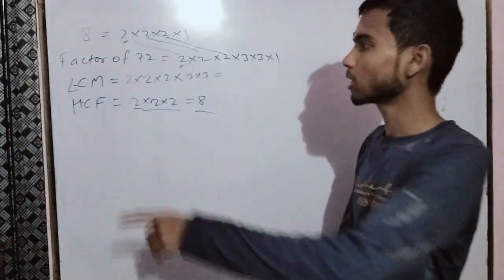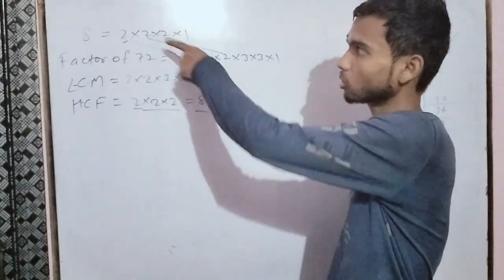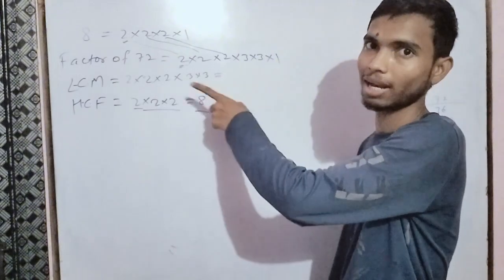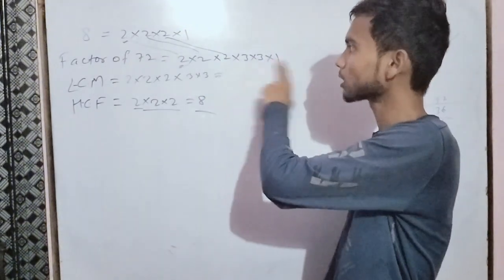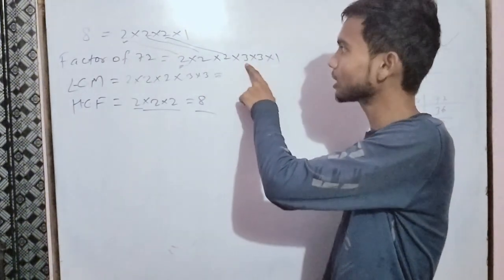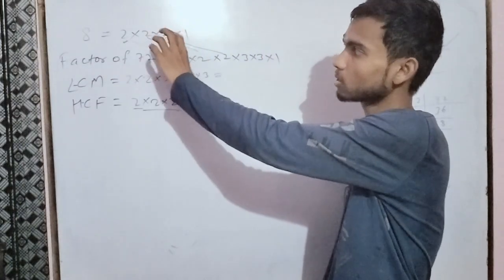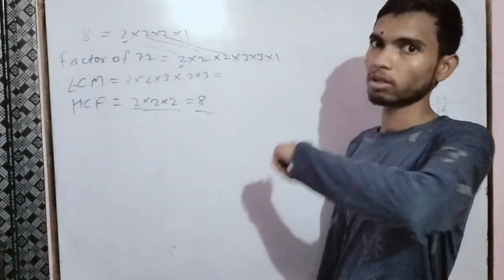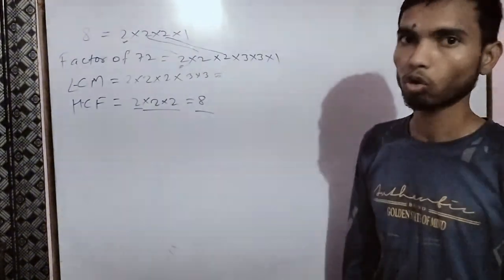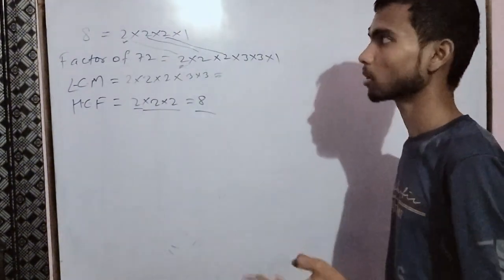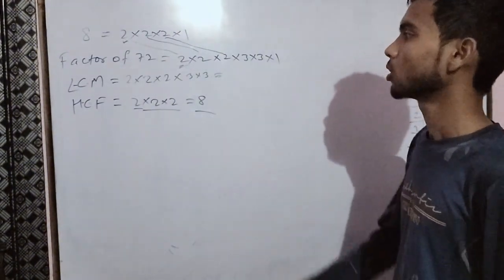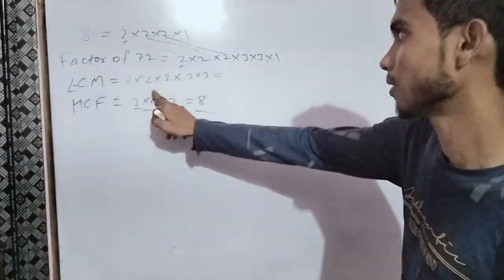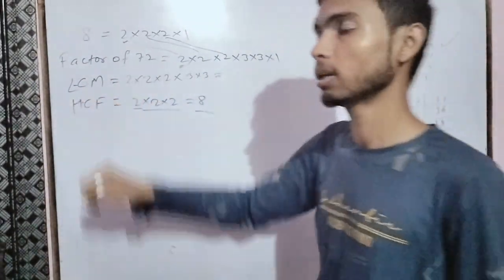But when it comes to LCM, then here you will take the common. Then whatever numbers we have left, for example 3 multiplied by 3, these are not common in both numbers. So that's why we will take whatever is left, which is not common in the two numbers. So here you can see. Then we will multiply all this.